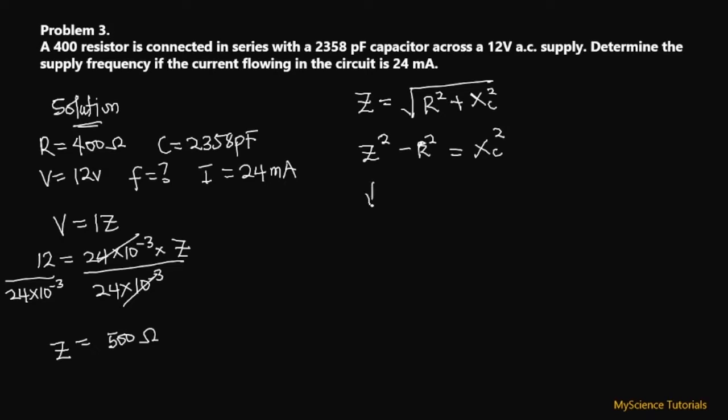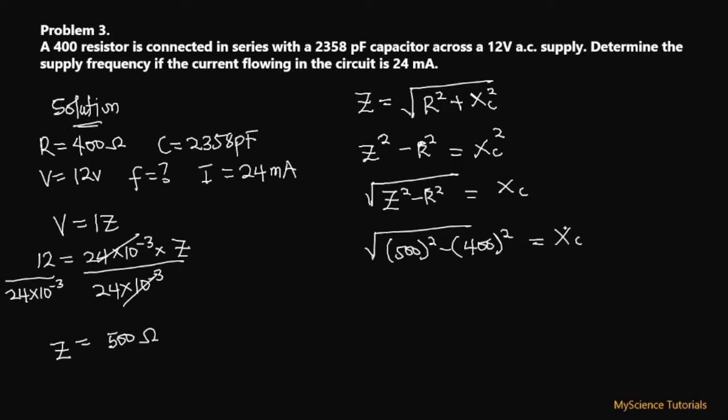And so the root of Z squared minus R squared will give us our capacitive reactance, which is what we are looking for. So if we do the substitution, our impedance is 500, so we have 500 squared minus our resistance, which is 400, squared, equal to the capacitive reactance squared. So our capacitive reactance will be the root of 500 squared minus 400 squared, which will give us 300 ohms as our capacitive reactance.